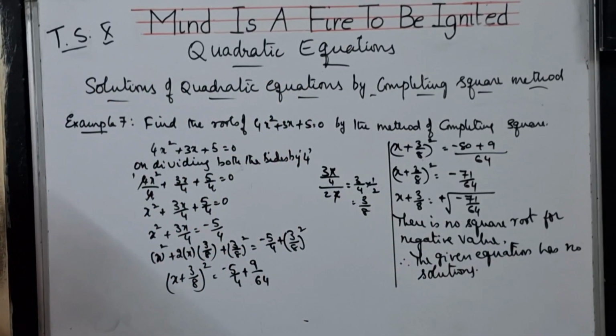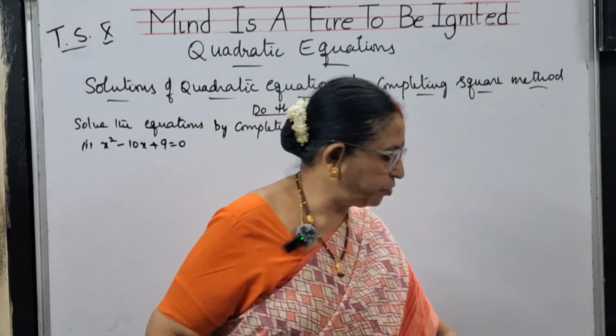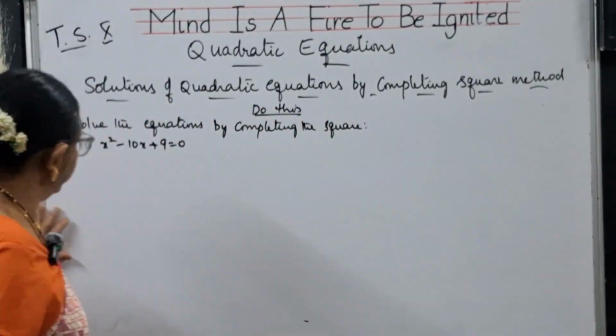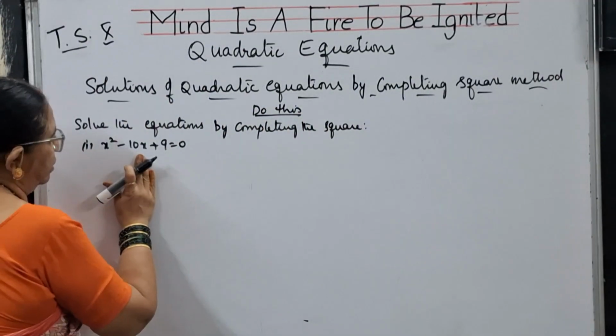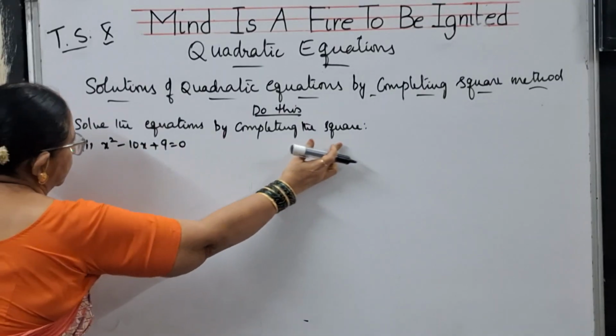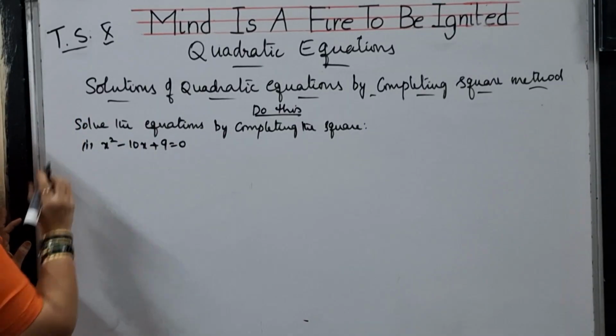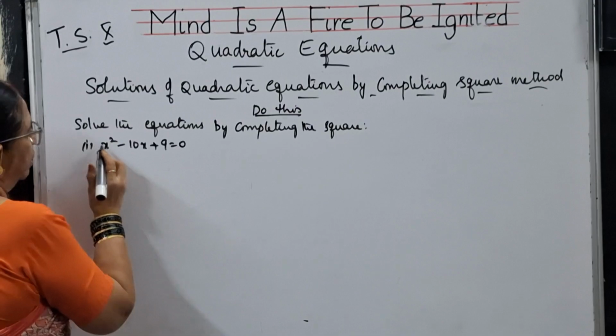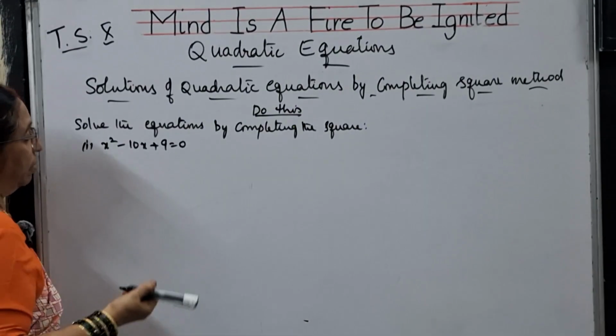Example 7. Now do these sums, children. In this, do these sums. First one is x square minus 10x plus 9. Solve the equations by the completing square method. And this is the first problem. Here, the coefficient of x square is 1 only.